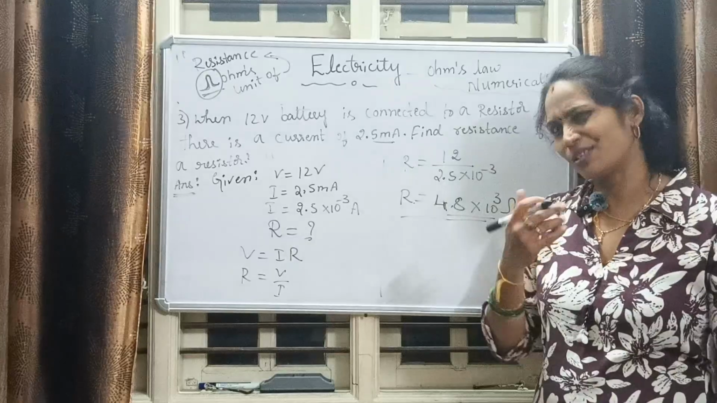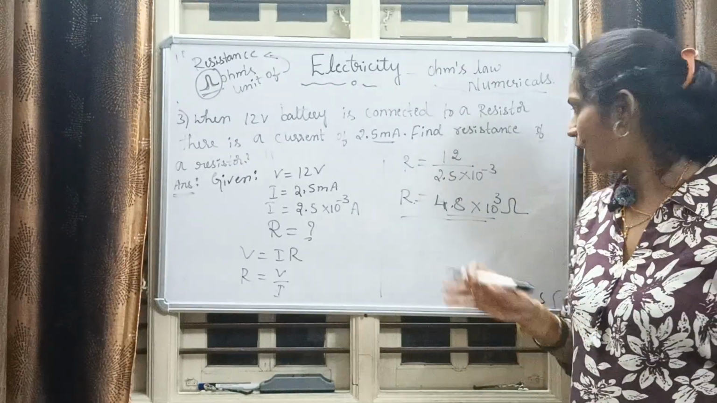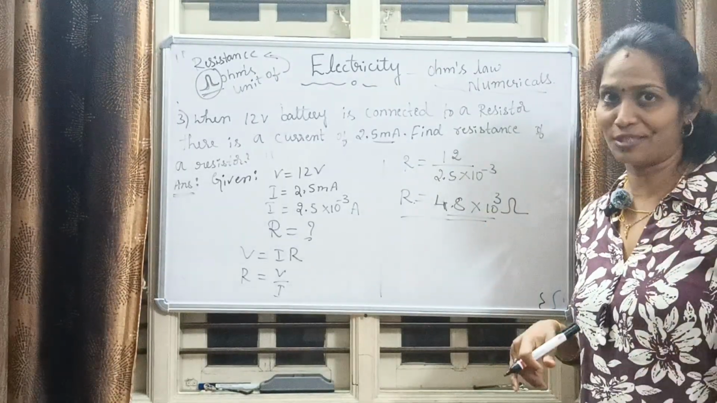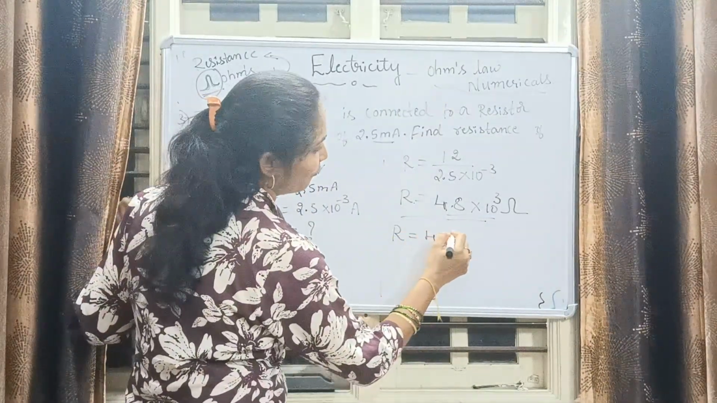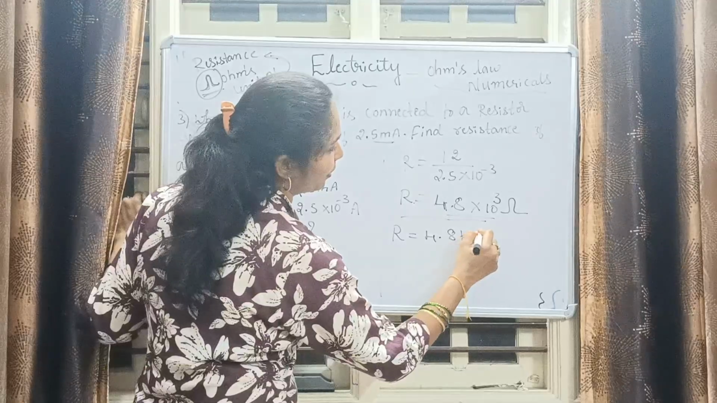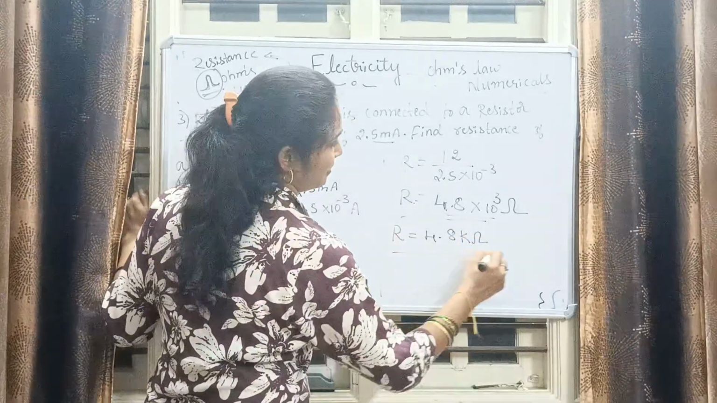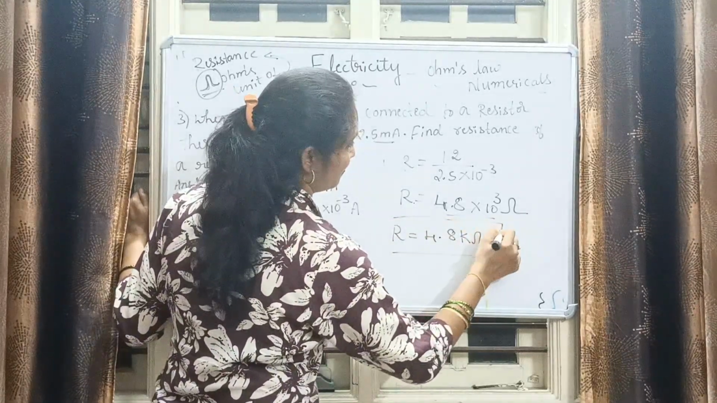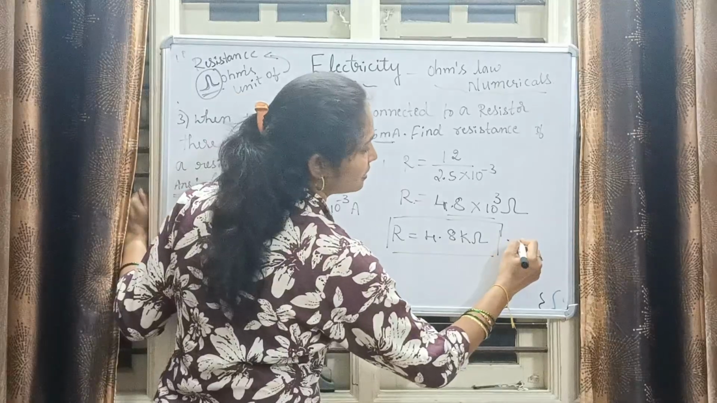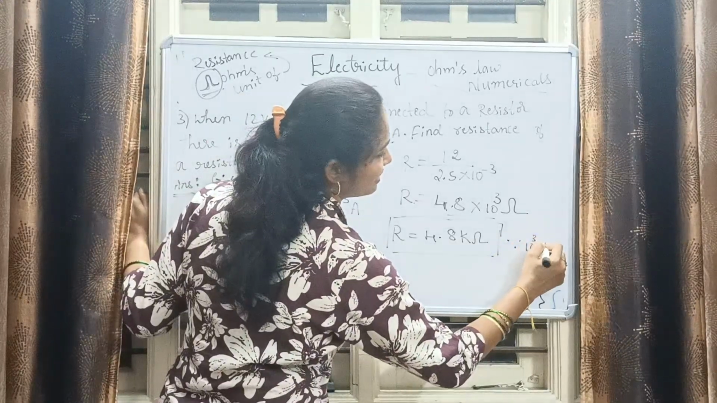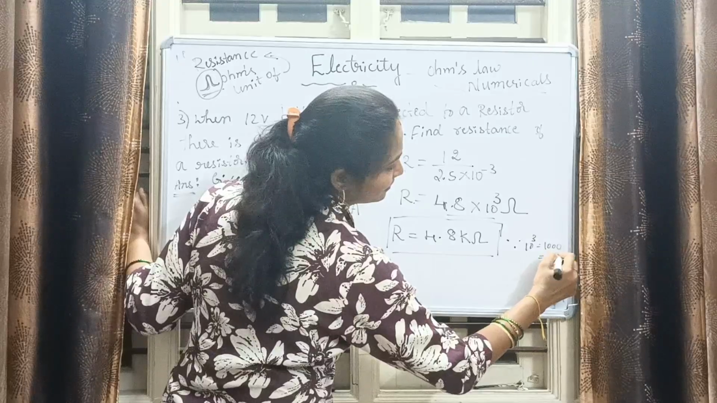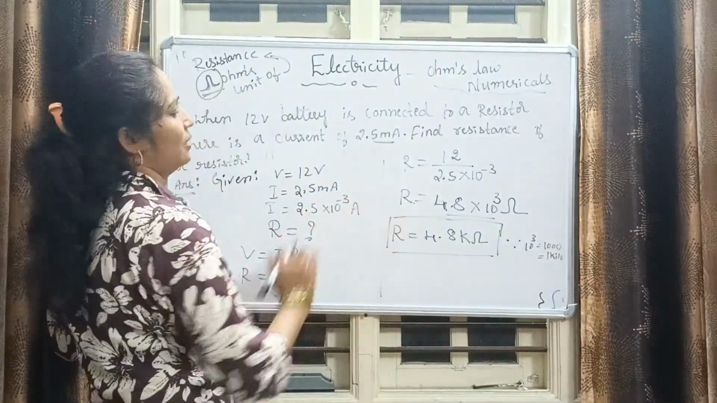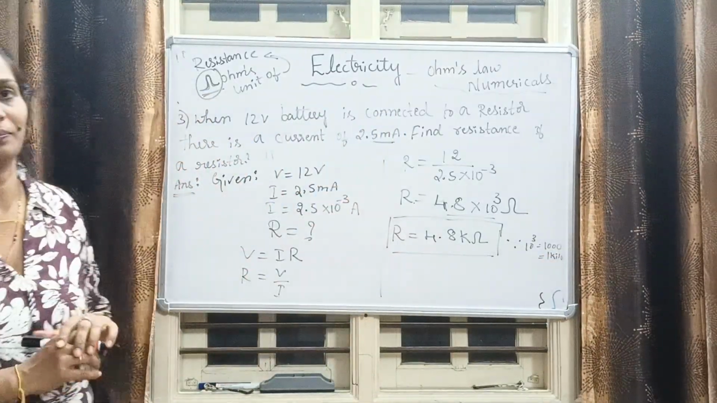10 to the power of 3 means what, guys? How much? 1000. What is 10 to the power of 3? Yes, 1000. R is equal to 4.8 kilo ohms, because 10 to the power of 3 means 1000. It's nothing but 1 kilo. Okay? This is the third problem.